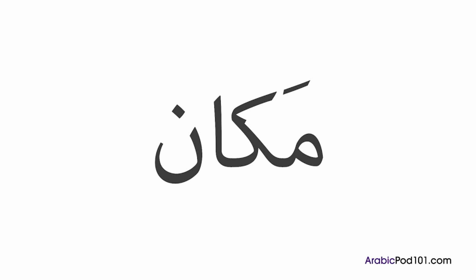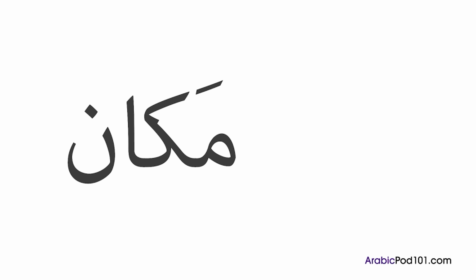Now, let's learn a couple of new words using Mim, Nun, and some letters we've previously learned. Our first word is makan, meaning place. Here we have a mim with a fatha on top, connected to a kaf. Then we have an alif in the final form because it doesn't have a medial form. After this is nun in the isolated form because it cannot be connected directly to the alif. Let's learn how to write it together. Makan.